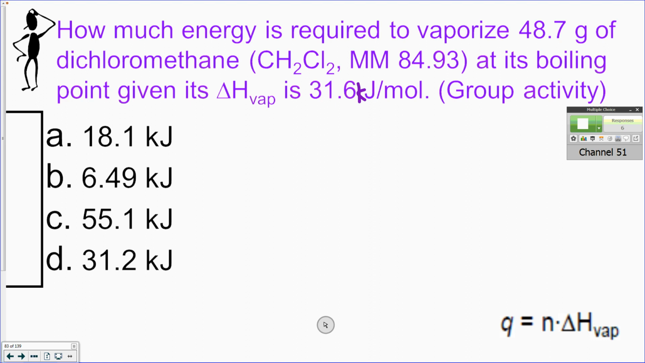Multiply it by how many moles you have. That's the molar mass, where it's 38 grams. And then multiply by the heat of vaporization. That's grams times. Should be a little more than half.